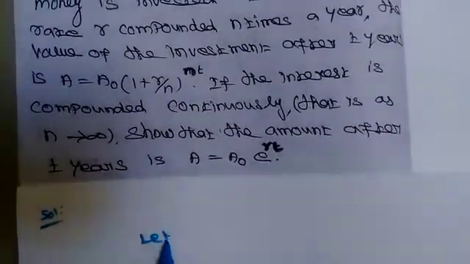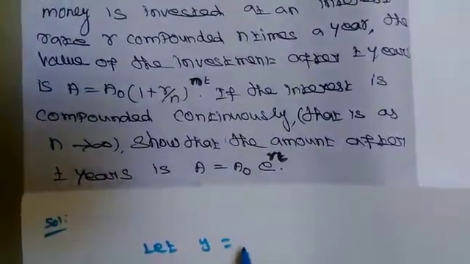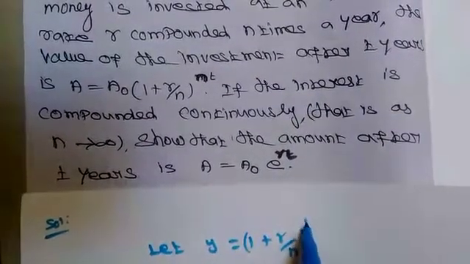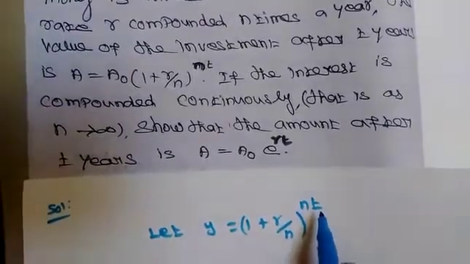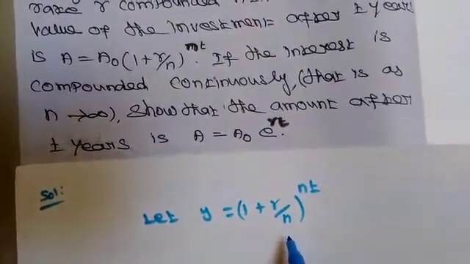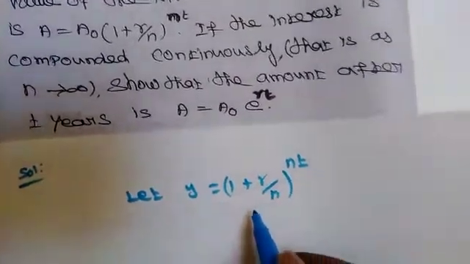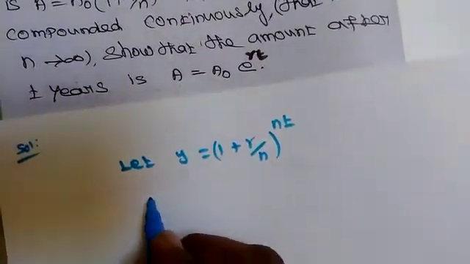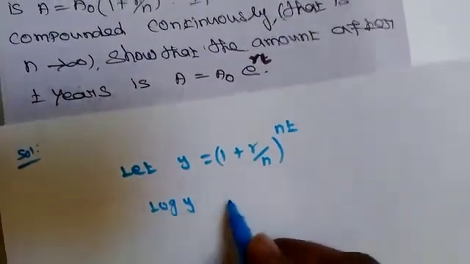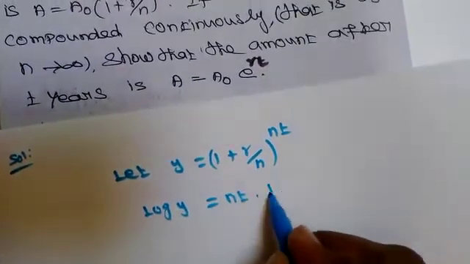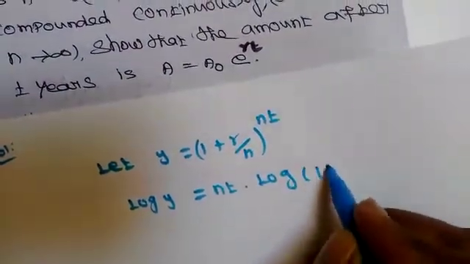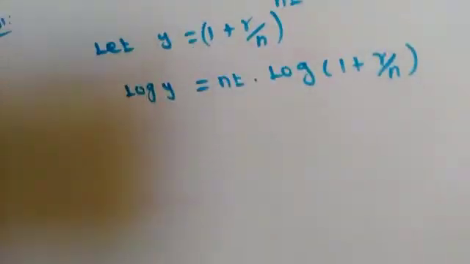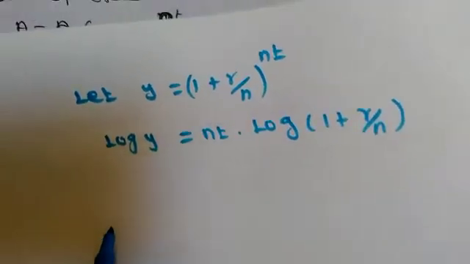let y = (1 + r/n)^(nt). We are choosing that result, y = (1 + r/n)^(nt). That equation is given, we take it as y. Okay, next, taking log on both sides. So log y equals nt comes here, nt times log of (1 + r/n) will come.